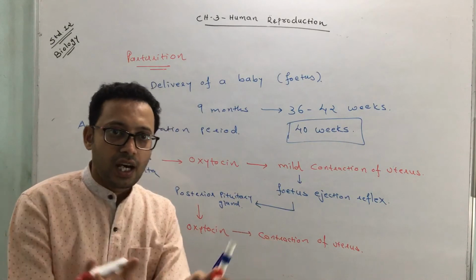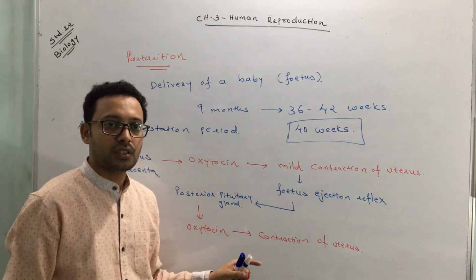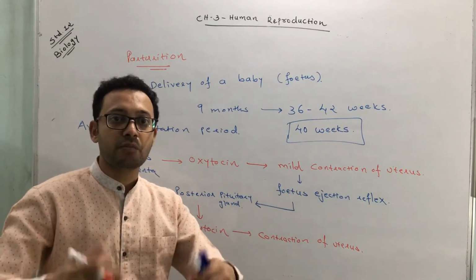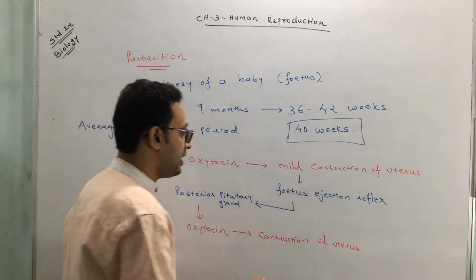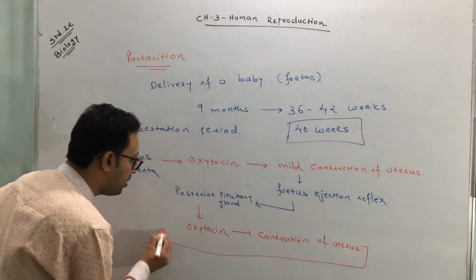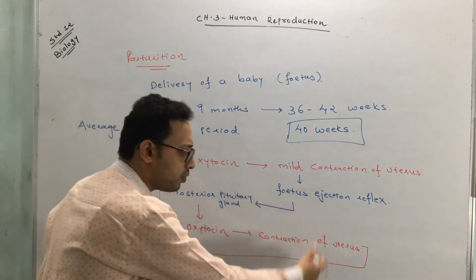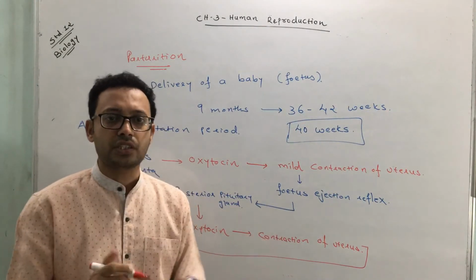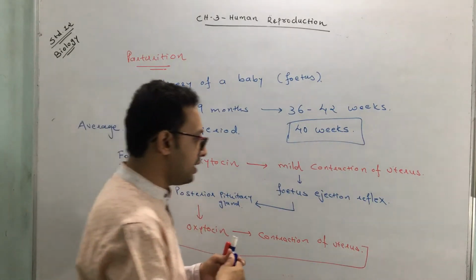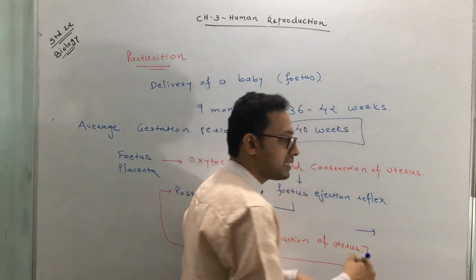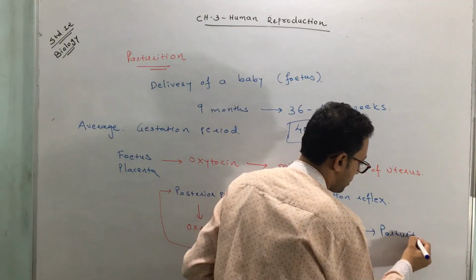So there is a somewhat higher frequency of contraction, started by a release of oxytocin. That makes a force and initiates a more intense labor pain. If it is still insufficient, then again it will send a message to the posterior pituitary gland to release more oxytocin. More oxytocin, more contraction, and thus vigorous contraction occurs. When there is vigorous contraction, the baby gets delivered out, and we call it a process called parturition.